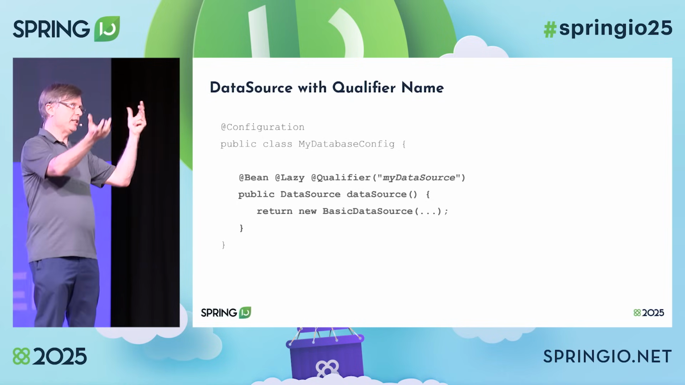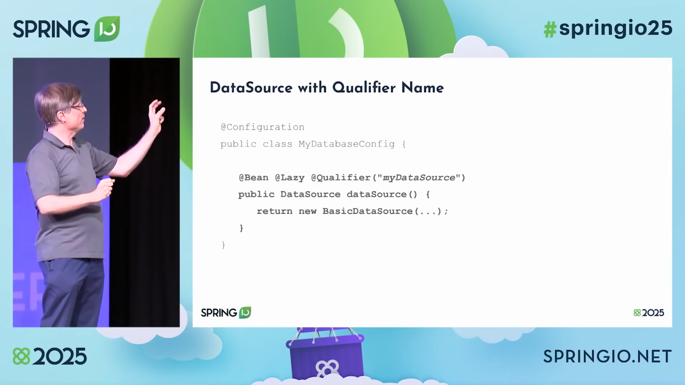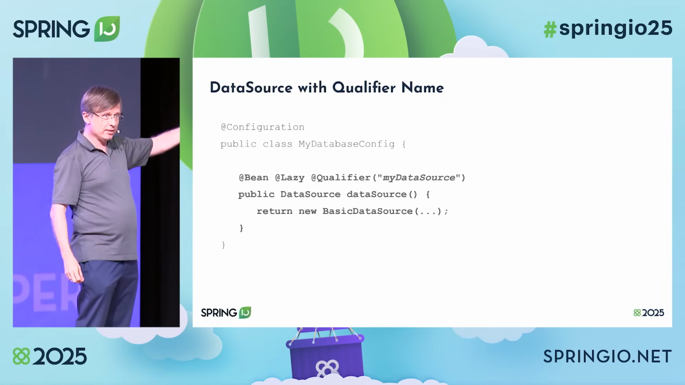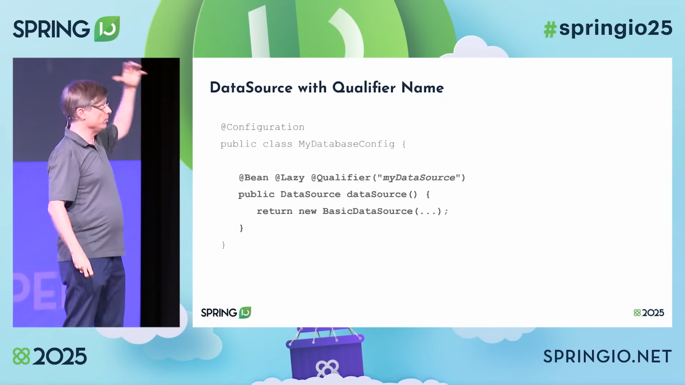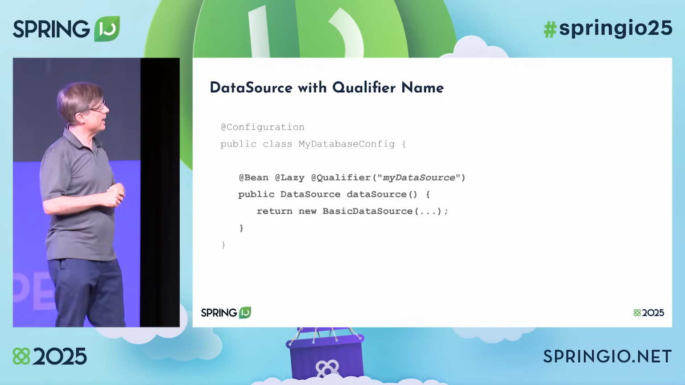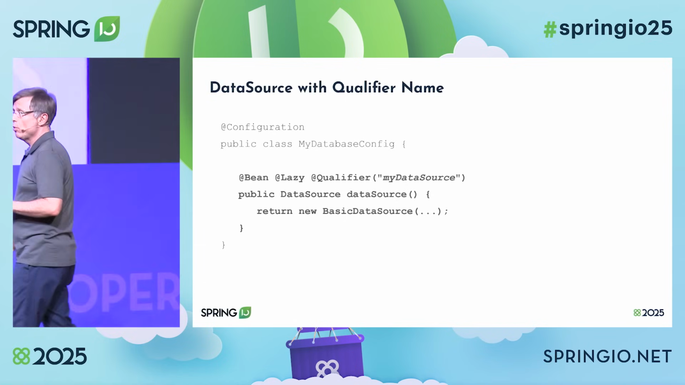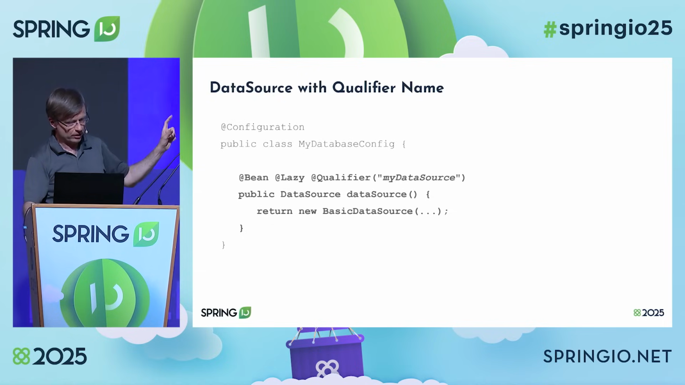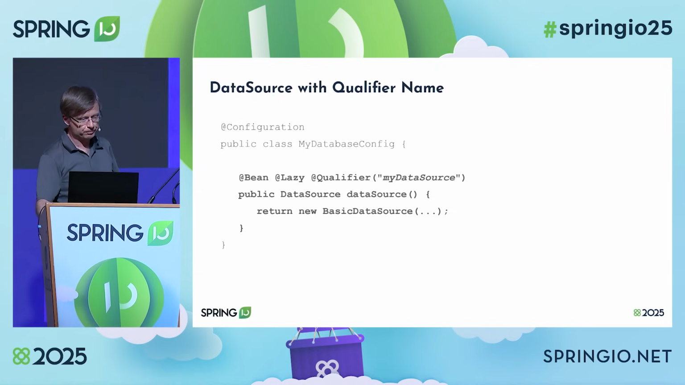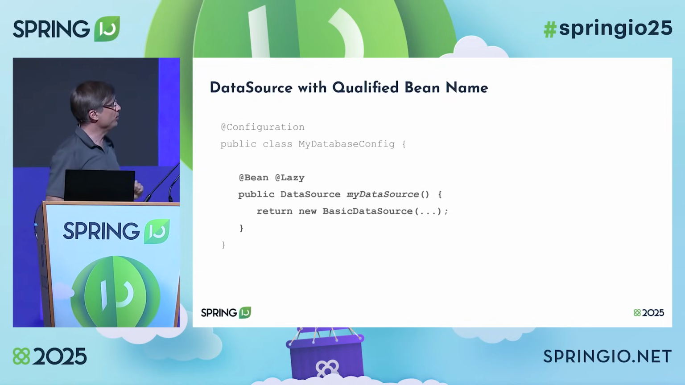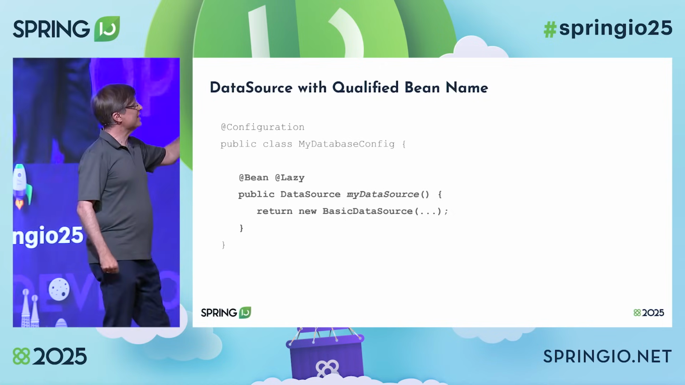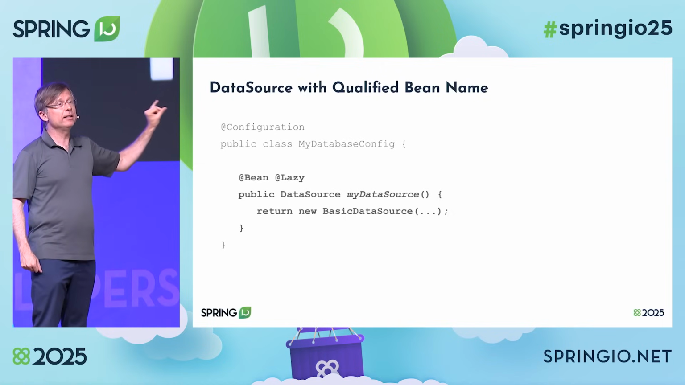So what we've seen for injection points, where someone's asking for a string-based qualified myDataSource, in order to match that and to define the data source that you want to be provided there, you can add an @Qualifier annotation with the myDataSource string here. It's the same annotation, it just sits on the factory method. Or you do the same thing that we've already discussed for injection points. You can just name the bean myDataSource.